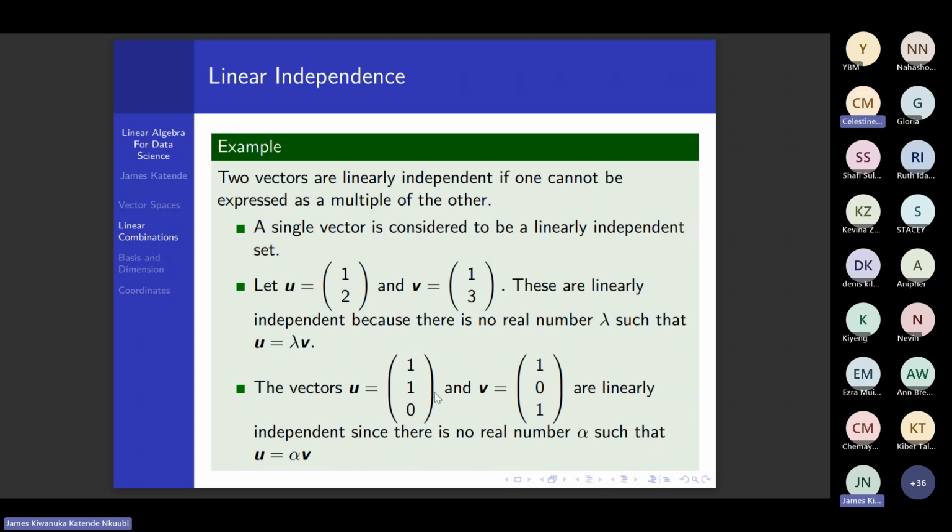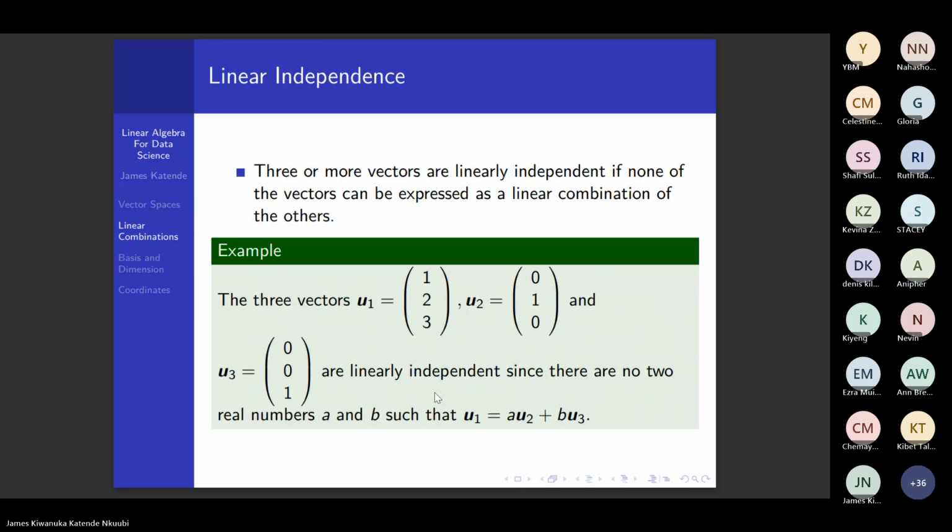You can check that. For the case of 3 vectors, you can check that they are linearly independent. Again, there's a word here that says if. If means they must satisfy a condition for that to happen. It's not always true.